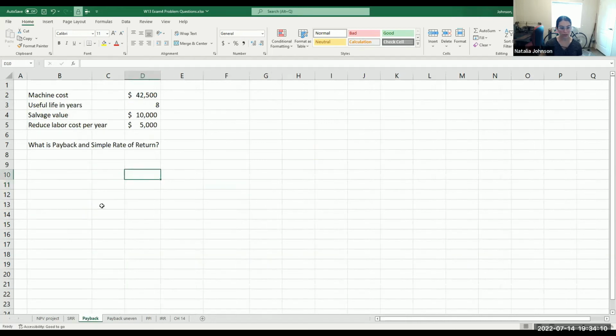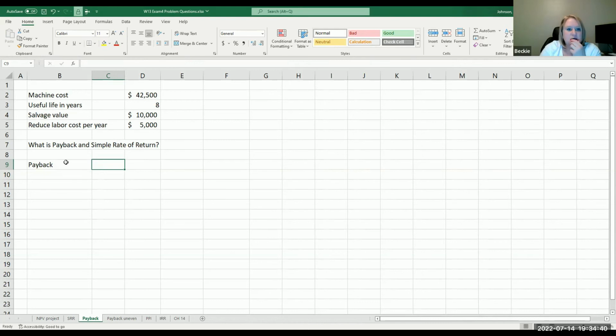Okay, so now we need to find payback and simple rate of return again. In this one, we have the machine cost, the useful life in years, the salvage value of this new machine after 8 years, and then it will reduce labor cost per year by 5,000. So let's do the payback first. What is the payback?